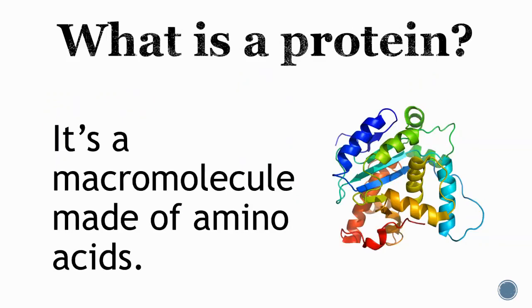So let's quickly review what is a protein. We talked about proteins back in our little mini macromolecule unit. And we learned that a protein is a macromolecule, so it's a polymer, and it's made of smaller pieces, and those monomers, those smaller pieces, are called amino acids.